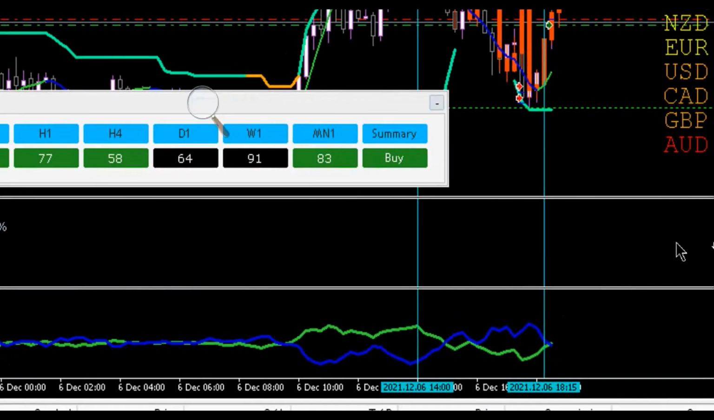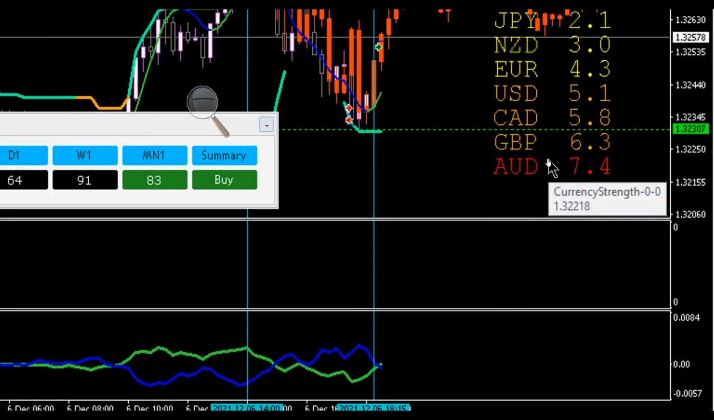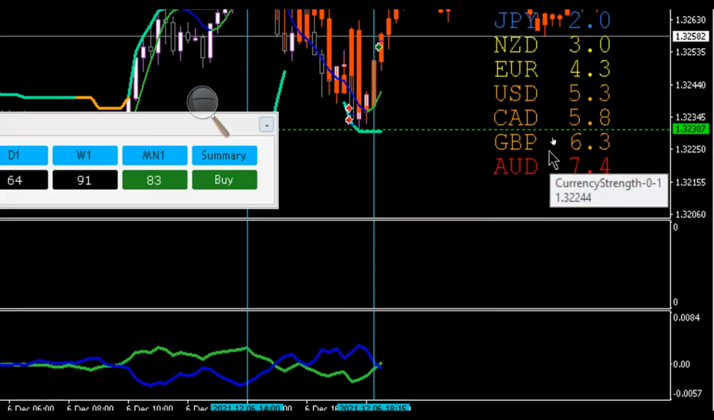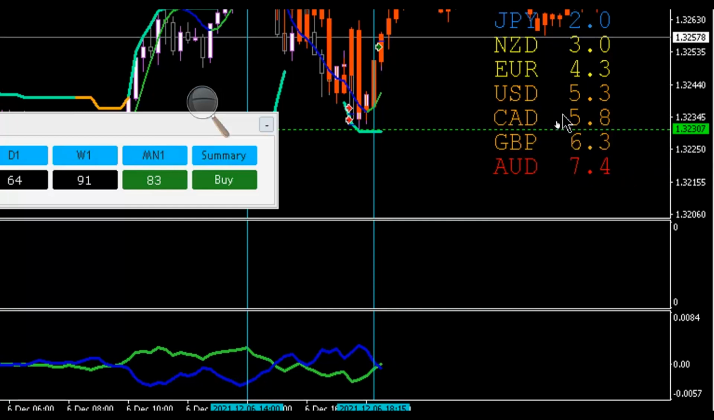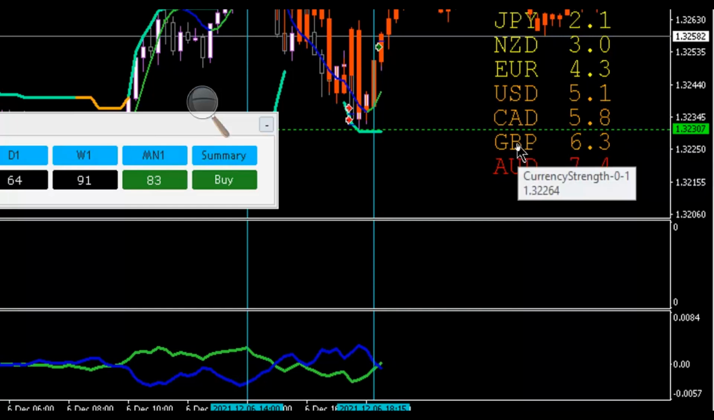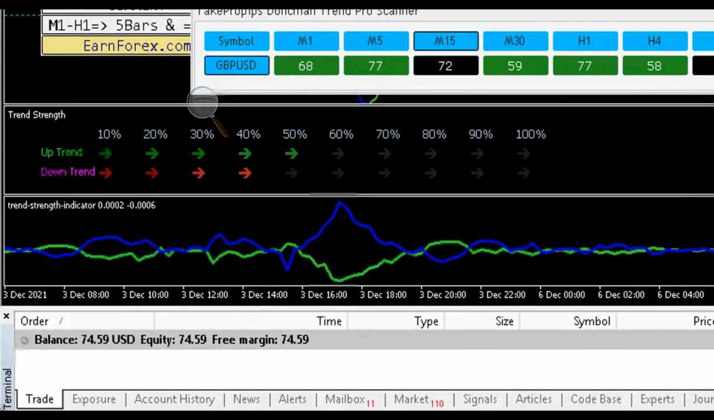So anyway, let me just go down here. As you can see, there's a little bit of green crossing over the blue, or if you like, the blue is crossing over the green, and the US dollar currency has gone down, and the British pound has gone up. So that's a good sign. So I placed a buy order, which is here.